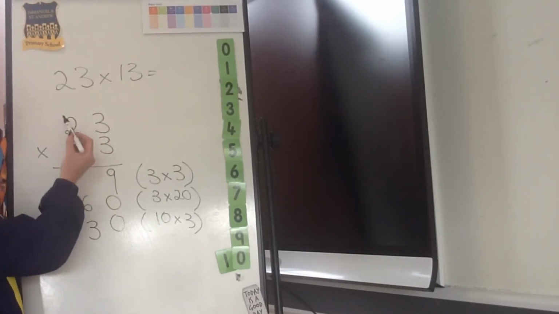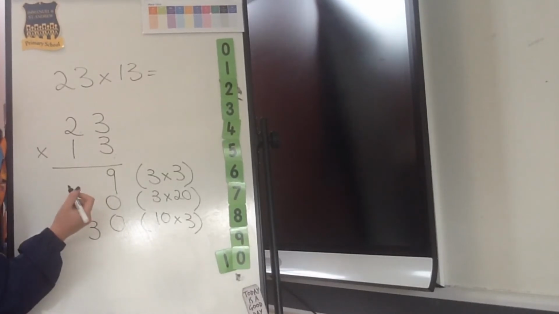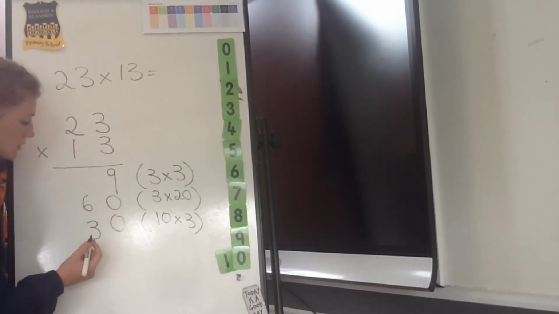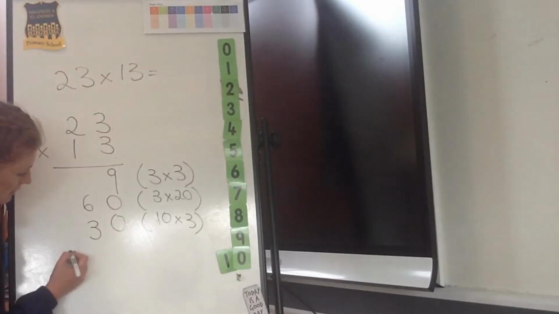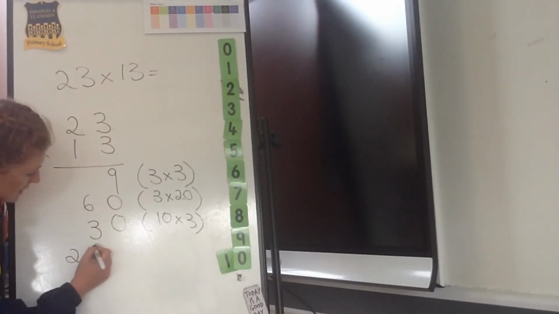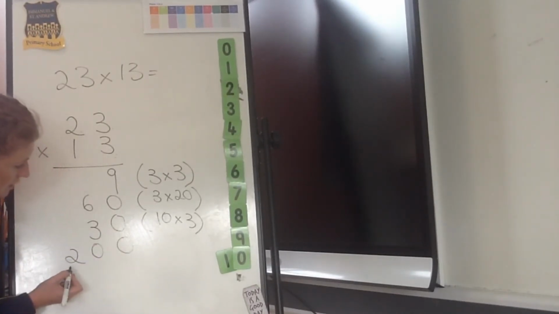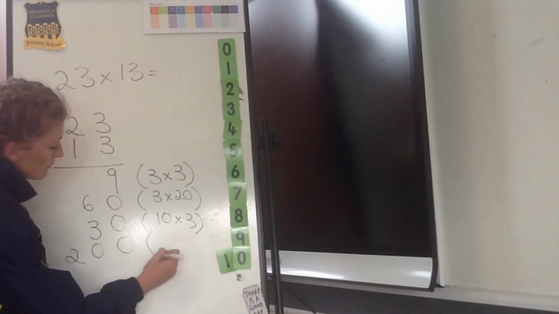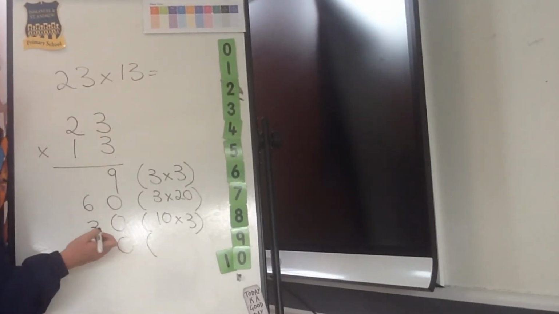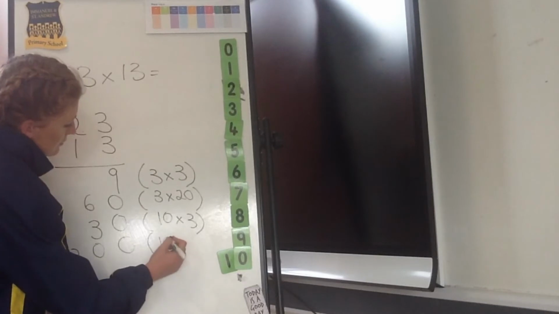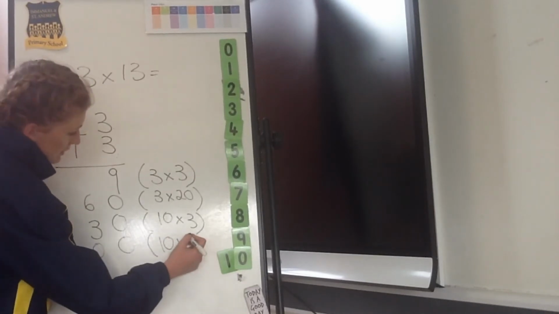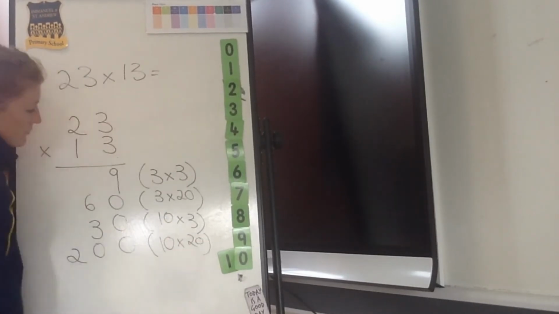So 10 multiplied by 20, which is equal to 200. Again, I'm going to line up my digits carefully. So I've now got a hundreds column. Check that children have an understanding of placing the digits there. And here, 10 multiplied by 20.